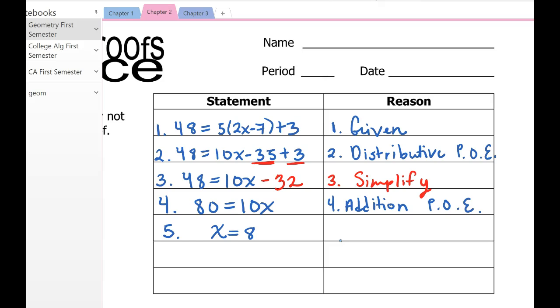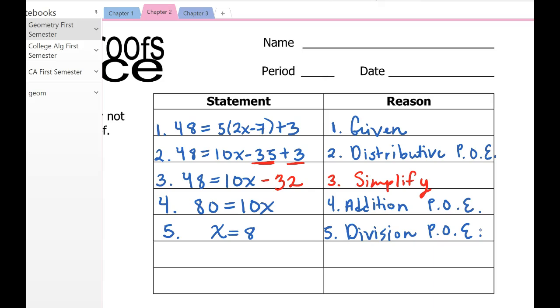One thing Kyle's noticing is everyone doesn't have to have the same proof. Like maybe somebody wanted to add 35 first and then subtract 3 in order to solve for x. That's okay. There's not one size fits all. You just have to explain how you got to each step. So number 5, I would go ahead and write that in. We use the division property of equality.